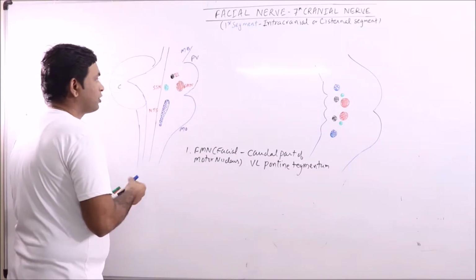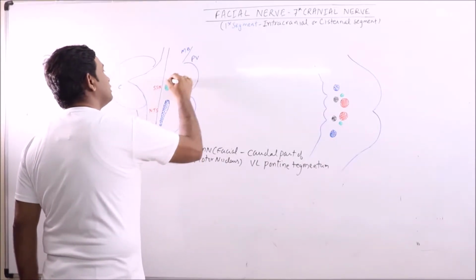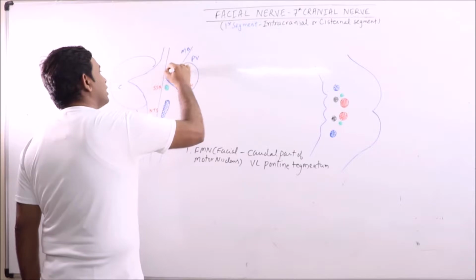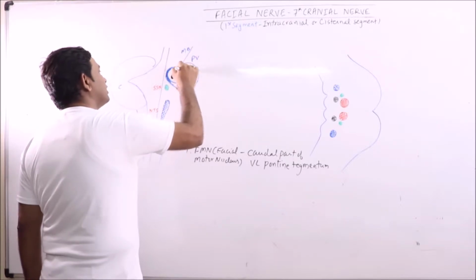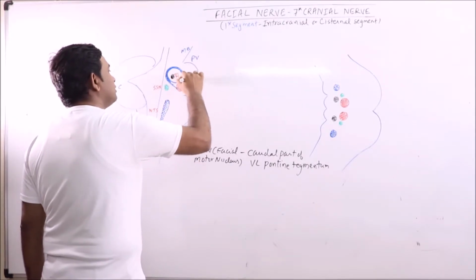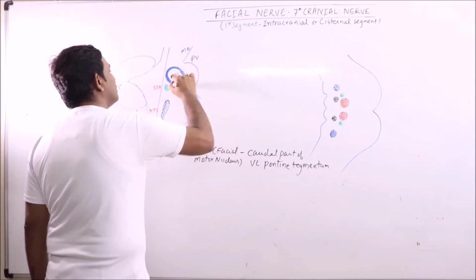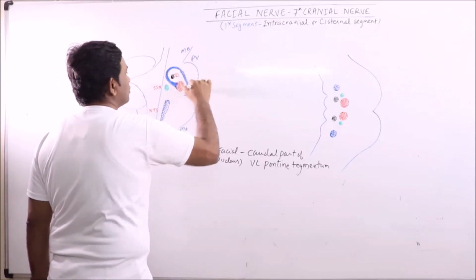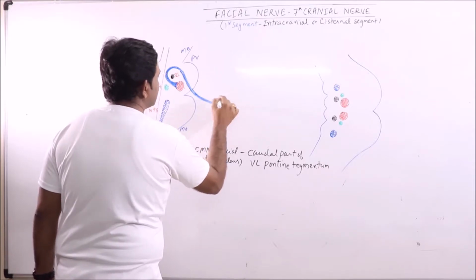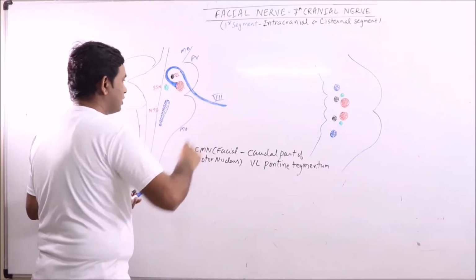The motor fibers originate from the facial motor nucleus. They run posteriorly, upwards, then take a turn around the nucleus of the sixth cranial nerve, and then move inferiorly and emerge out of the brainstem through pons varoli. So this is the facial cranial nerve main trunk, that is the motor trunk.